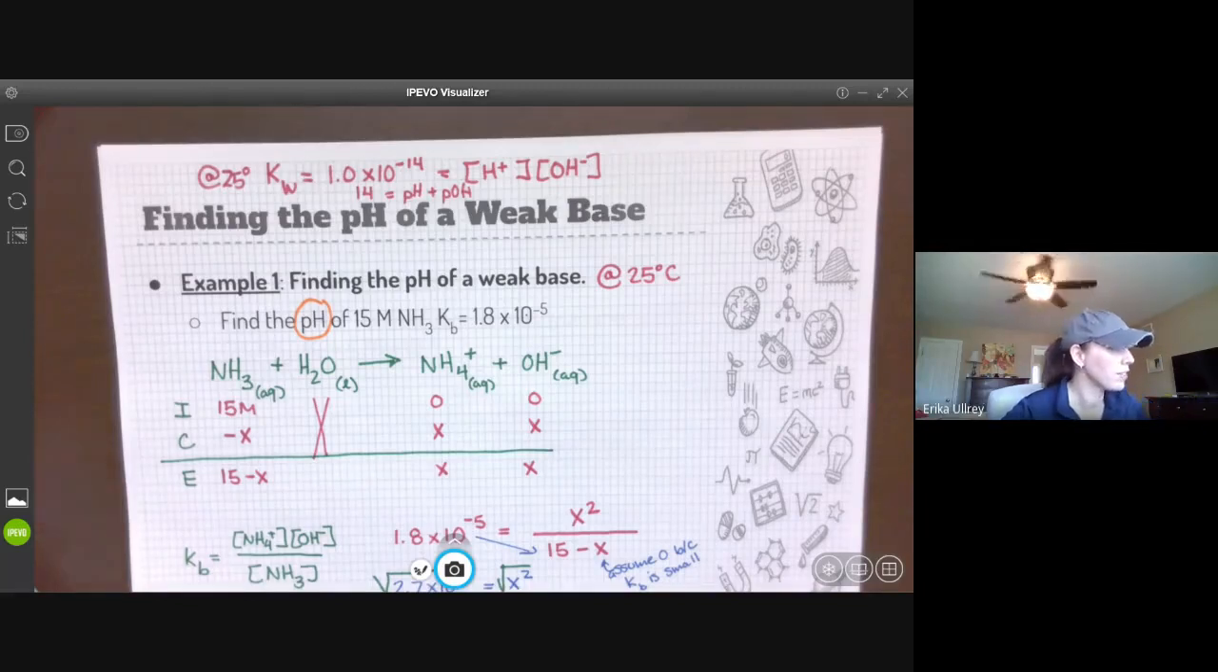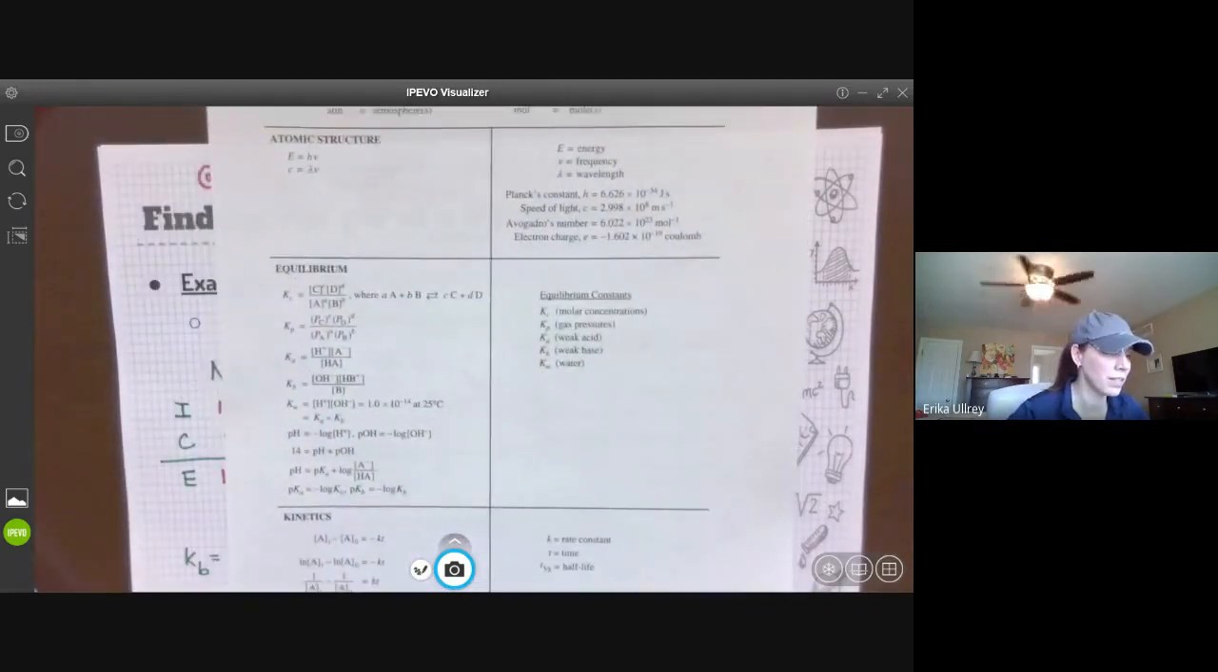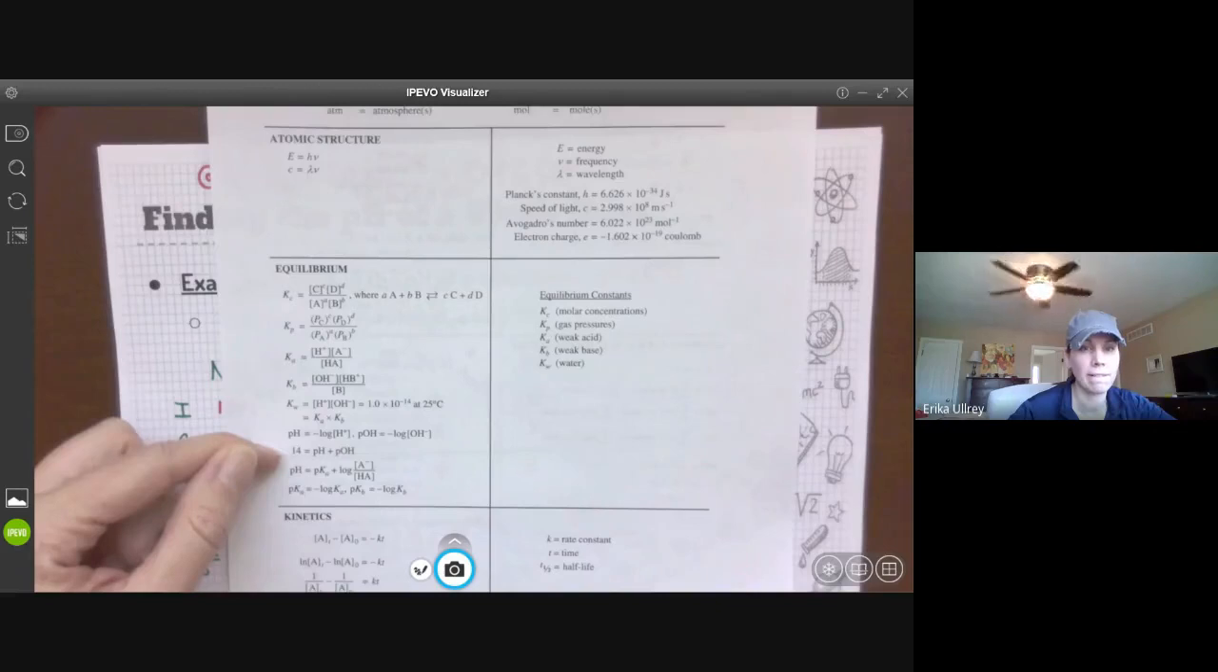The chances of them ever giving you a non-standard situation in terms of finding pH are slim to none. And then the 14, you don't necessarily have to have memorized. It is on your equation sheet for the AP exam. It's right there.